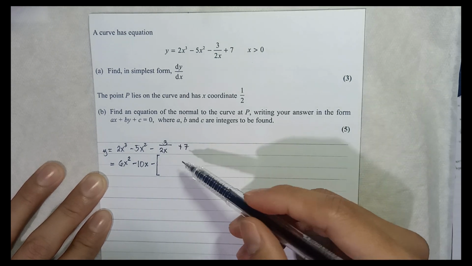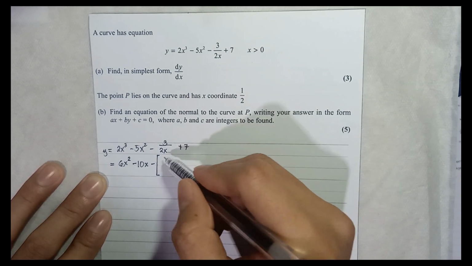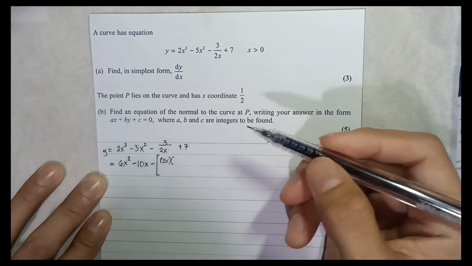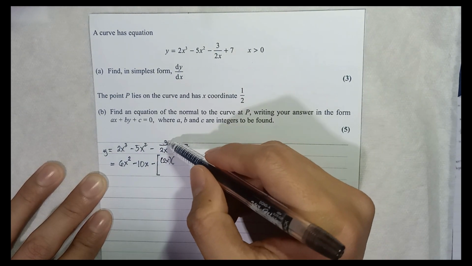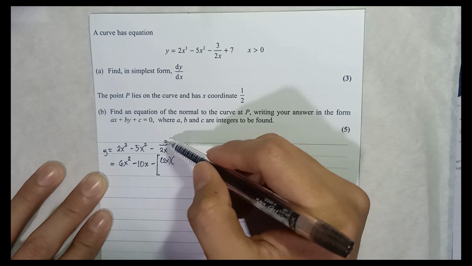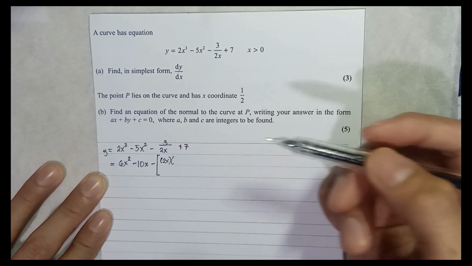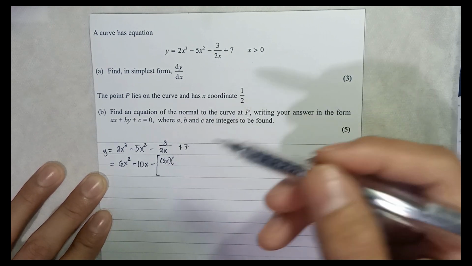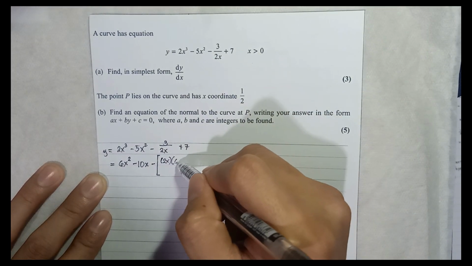From the formula, we have low d high. Low is 2x, so we have 2x times d high. D high means the derivative of the numerator. Since the numerator is 3, the derivative of that will be 0, since the rule states that the derivative of a constant is 0. So that will be 0.